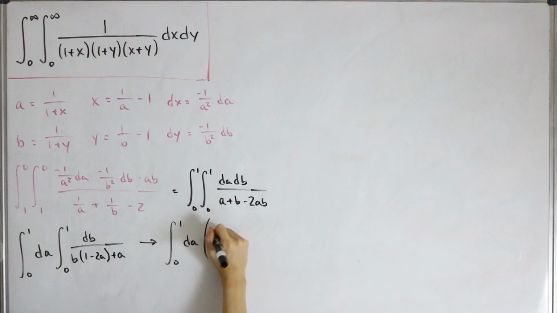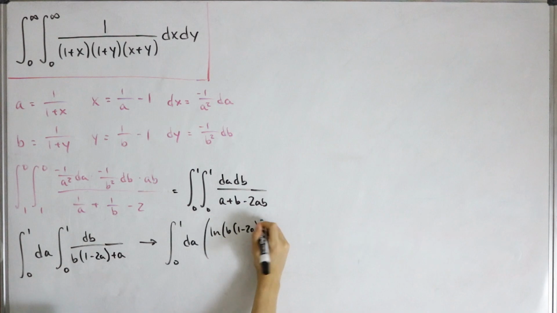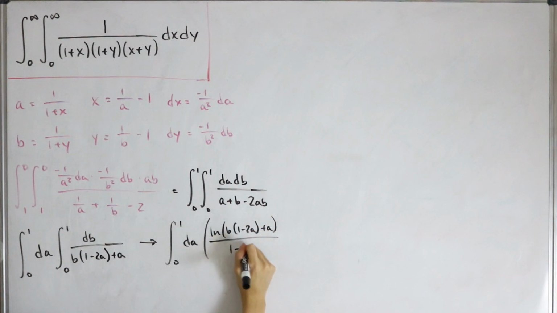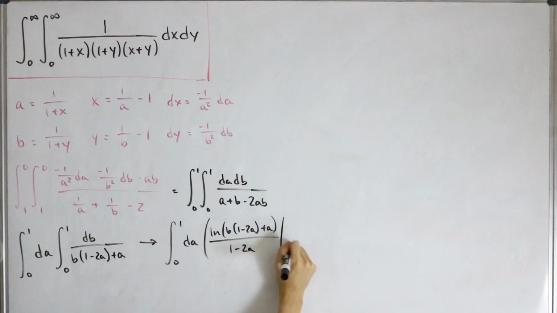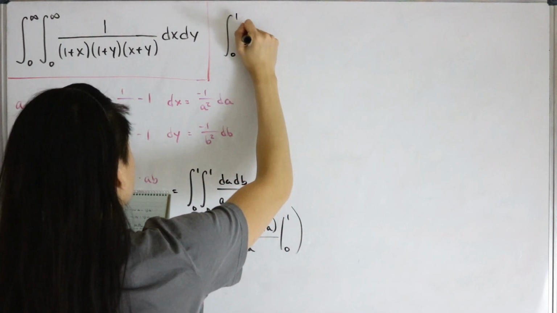And so what that comes down to is that we have the natural log of b, then multiply by 1 minus 2a, and then add this with a, and then all being divided by 1 minus 2a. We evaluate this from 0 to 1. That's pretty standard to see that if you plug in 0 for all of this, everything's going to be 0. And then what's left is the new integral from 0 to 1, and then dA.